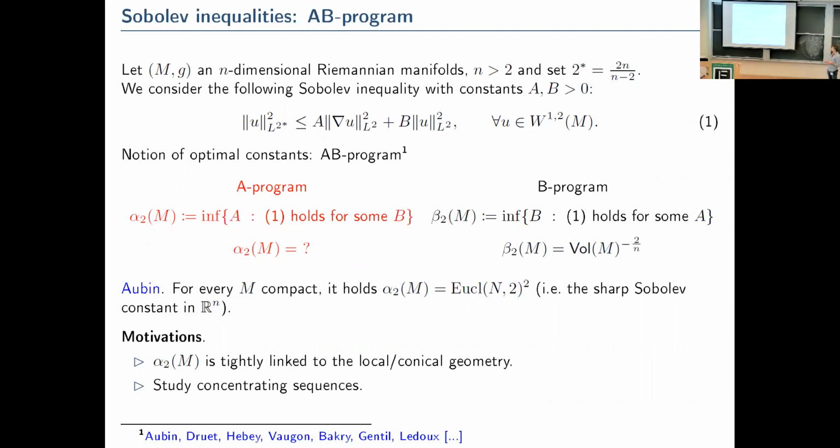The value of the constant alpha was computed by Aubin for compact manifolds, and it is precisely the square of the Euclidean sharp Sobolev constant in R^n, which was computed by Aubin and Talenti. My motivation to study alpha here is that it is tightly linked to the local and conical geometry of the space, and is tailored to study concentrating sequences for the optimization problem that we will see.